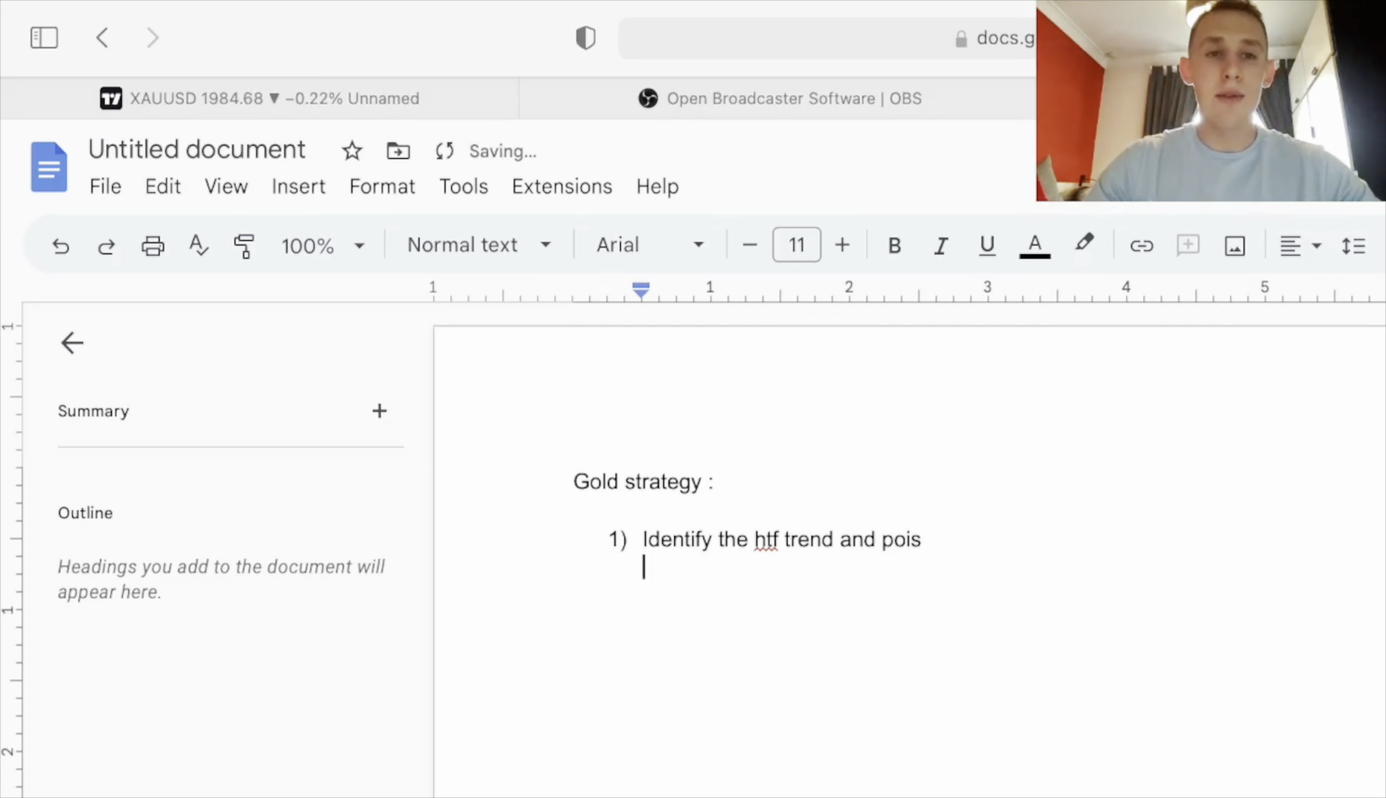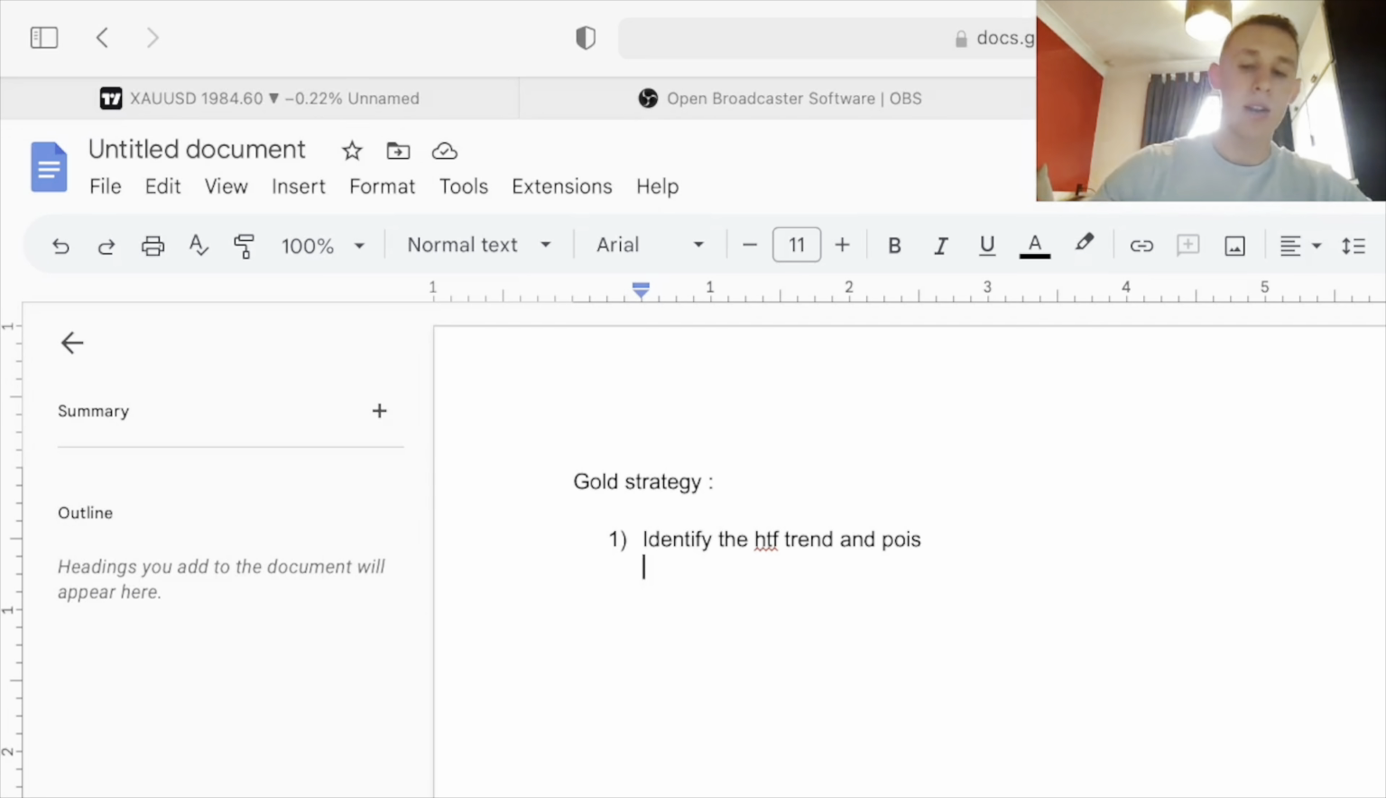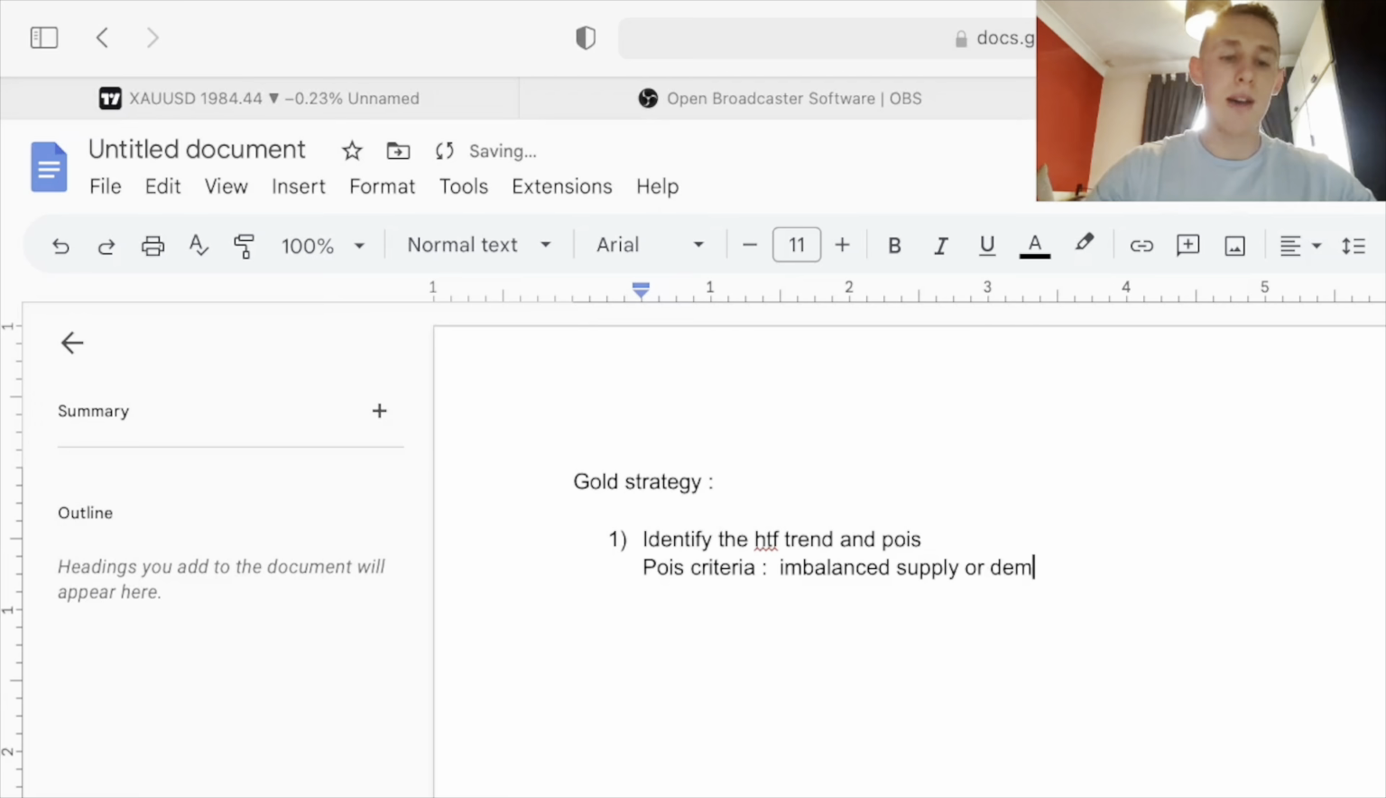And underneath, we need to actually say what a point of interest is going to be. So there's a certain number of things that I look for when I look for my points of interest on gold. And these are basically the things I look out for. So we'll just label this the criteria for them. And what we need to see is an imbalanced area of supply or demand, which needs to also be in a premium or a discount of the current leg, and I'll show you what that exactly means in a minute.